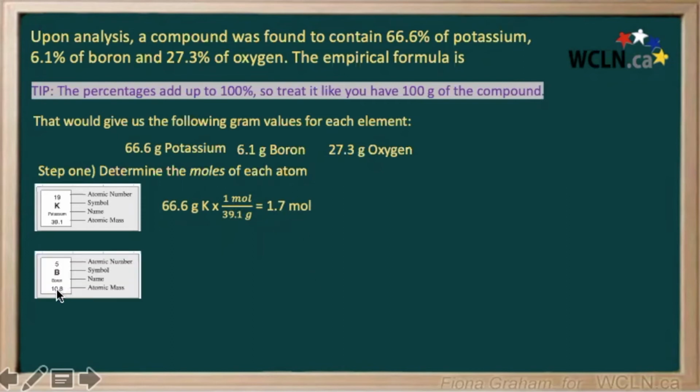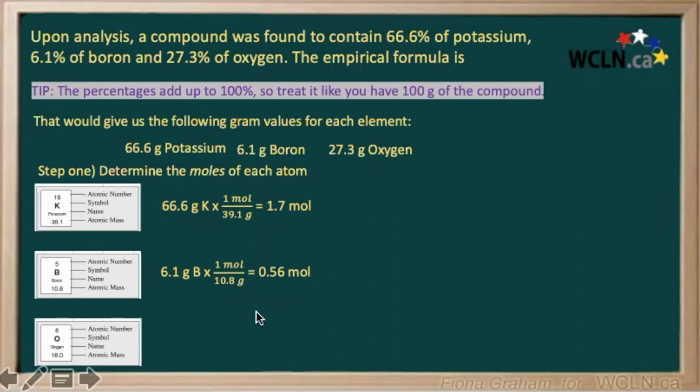We'll do the same thing with boron, which has an atomic mass of 10.8. So we would divide our 6.1 grams by 10.8, which of course would be just a little less, or almost half of a mole. For oxygen, with an atomic mass of 16, we would divide our 27.3 grams by 16 to find out how many moles of oxygen we have, and that would give us 1.7 moles.